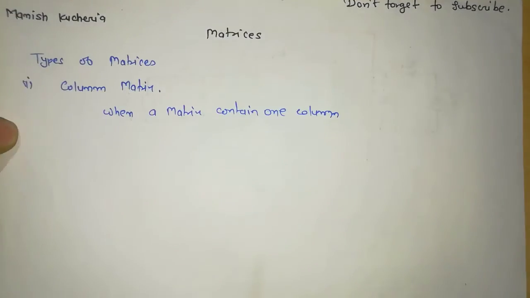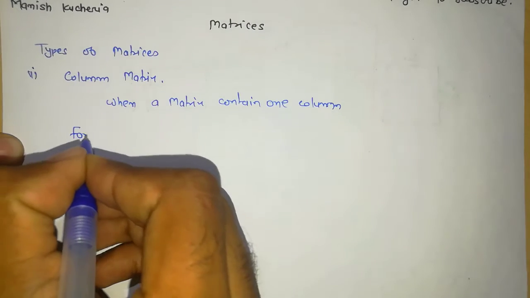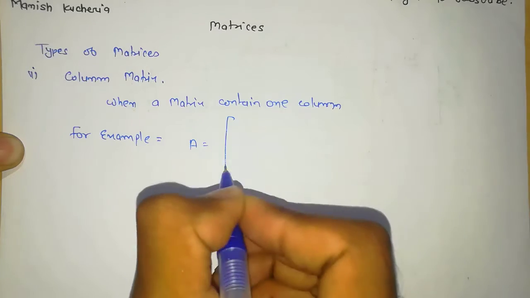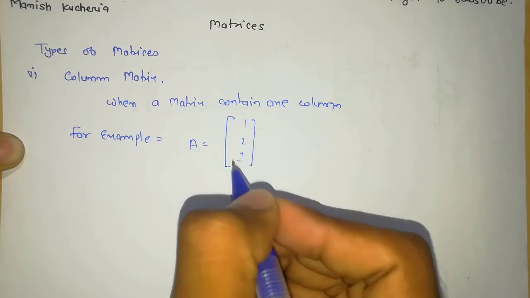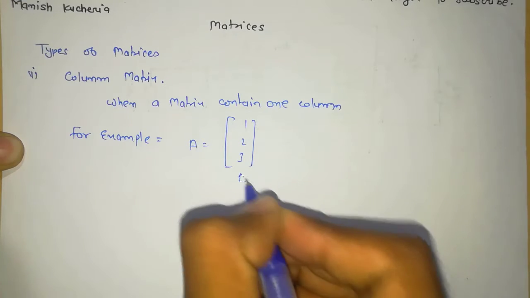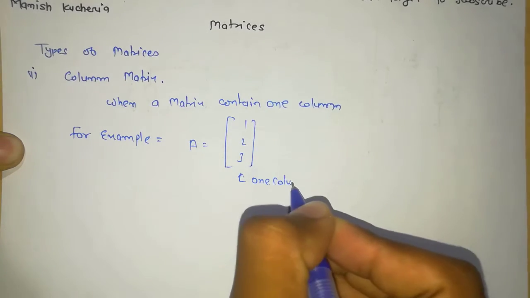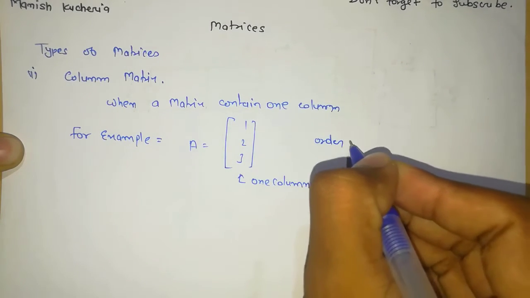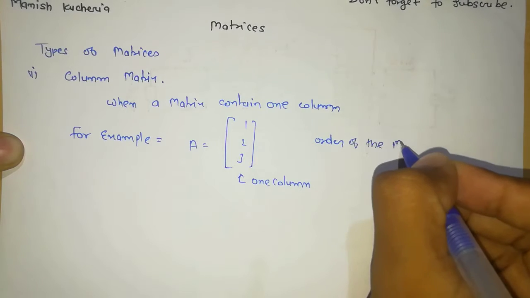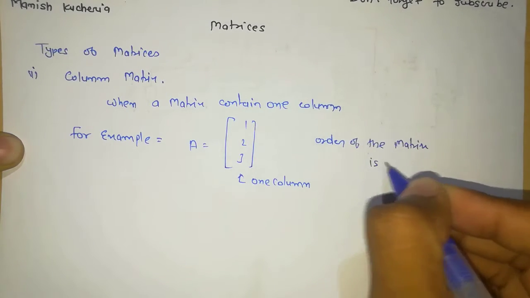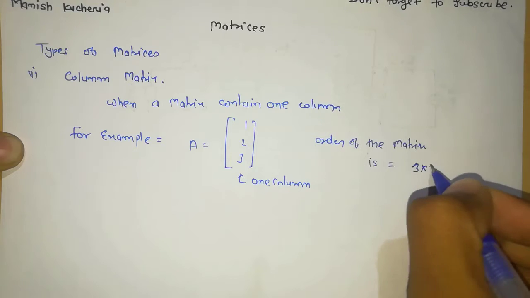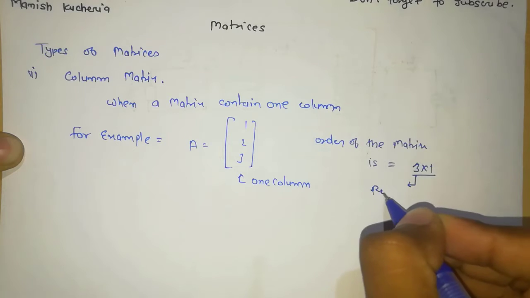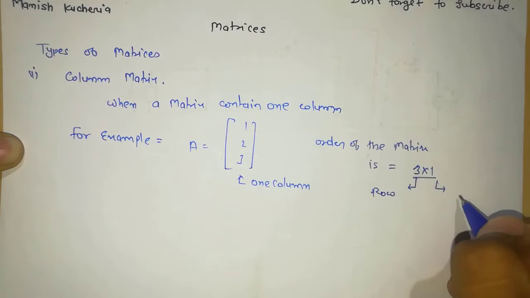For example, A equals 1, 2 and 3. It has only one column and 3 rows. So the order of the matrix is 3 cross 1, where 3 shows the number of rows and 1 shows the number of columns.